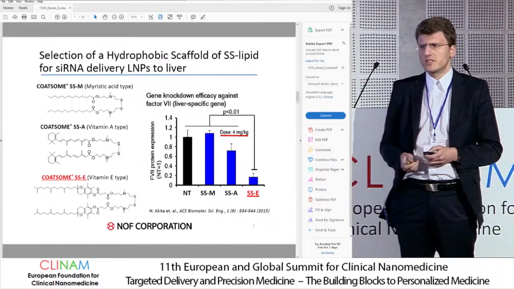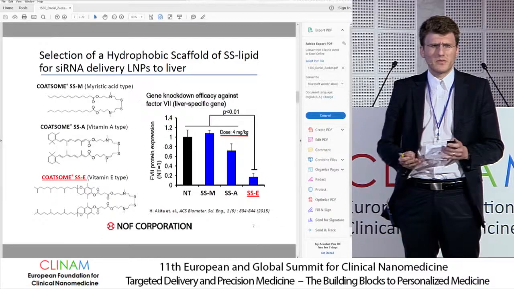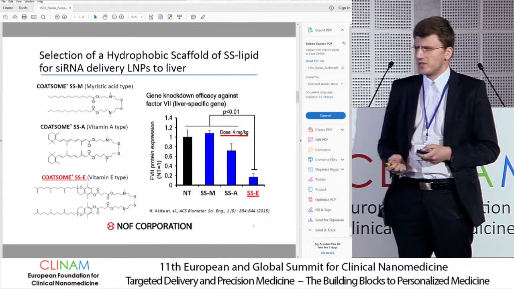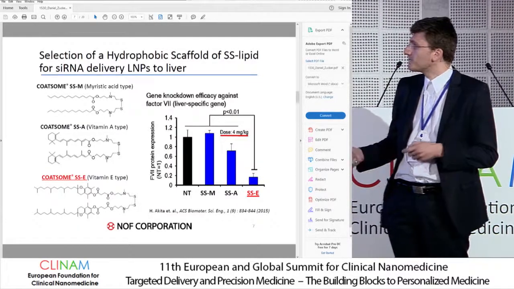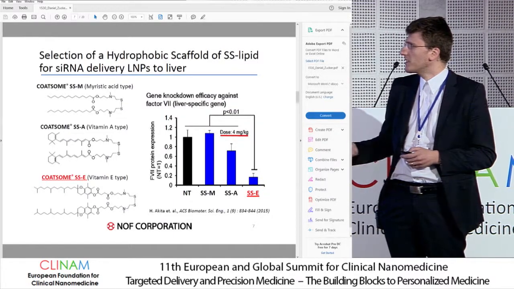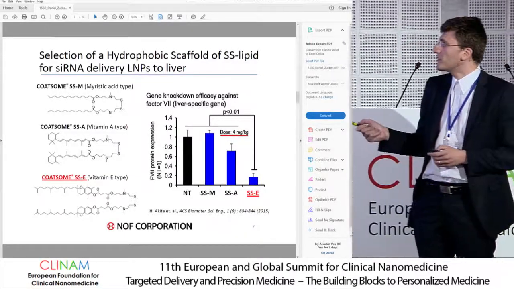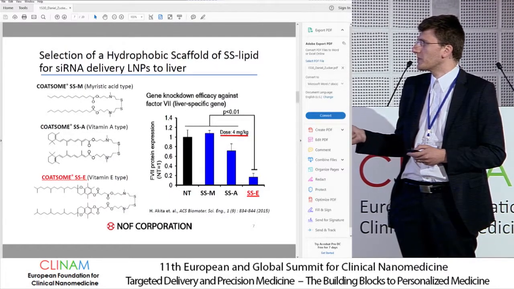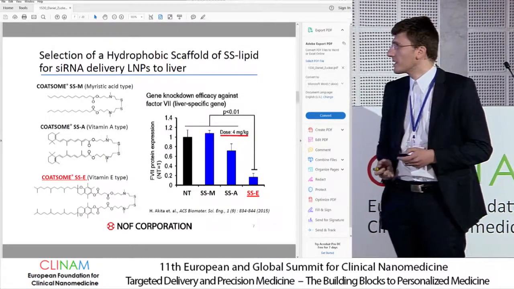In the next slide, I will show you one specific application of the technology for delivering siRNA to the liver. And in order to achieve the best delivery efficiency, we have optimized the hydrophobic tail of the lipid. So we synthesized three COATSOME SS lipids, one with myristic acid as a hydrophobic tail, one with vitamin A, and the third one with vitamin E as the hydrophobic tail.